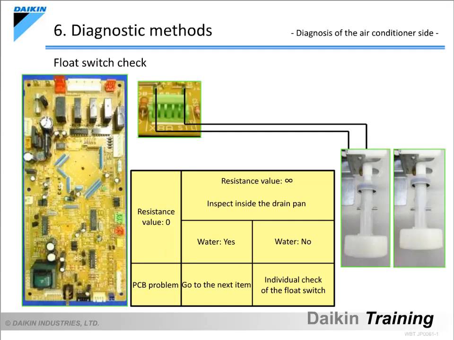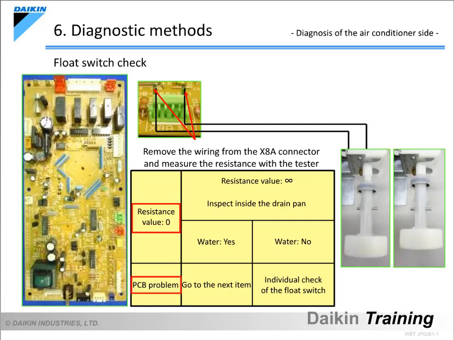Let's now take a look at how to check the float switch. First, have a tester ready that can measure resistance. Next, while the A3 malfunction code is flashing, disconnect the connector wiring from the X8A terminal and measure the resistance with the tester. A3 malfunction code is displayed when the X8A terminal is an open circuit. If the tester shows a short circuit, it suggests a faulty PCB.